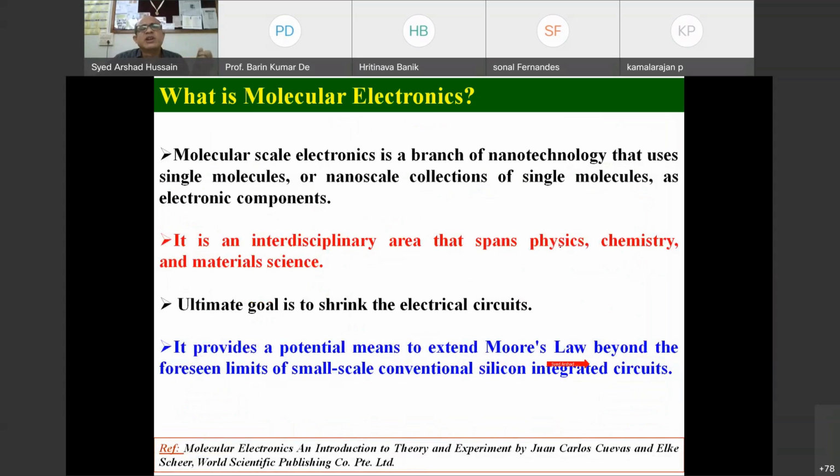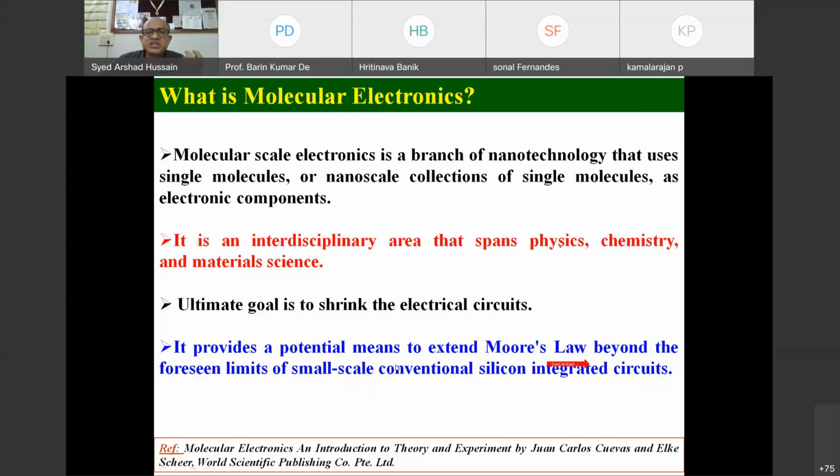Now, what is molecular electronics? Molecular scale electronics is a branch of nanotechnology where we use single molecules or nanoscale collections of single molecules as electronic basic components. It is an interdisciplinary area that spans physics, chemistry, material science, almost all areas of science subjects. The main goal is to shrink the electrical circuit, that is lower the dimension, and at the same time increase the efficiency as well as speed.